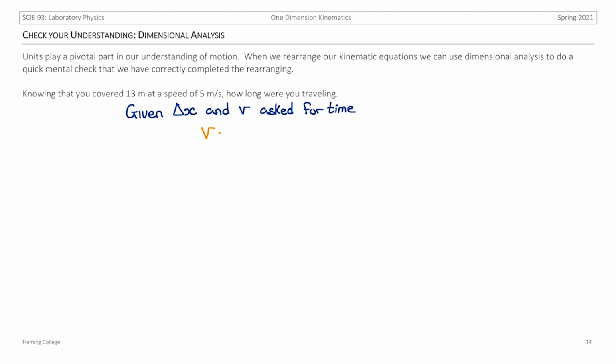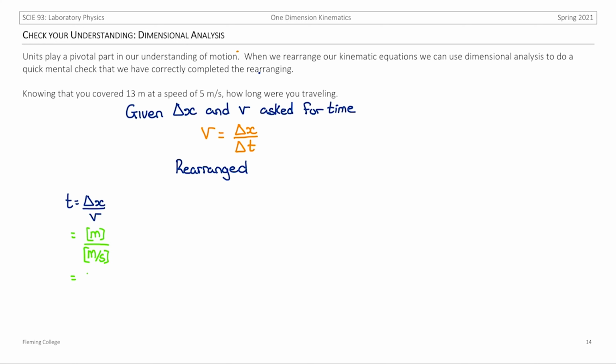So I could start from my definition of velocity being equal to displacement over time, and then I have to rearrange. Hopefully you're comfortable getting the correct rearrangement. That time would multiply up and velocity would divide back down, giving us that time is equal to displacement divided by velocity, which gives us units of meters divided by meters per second.